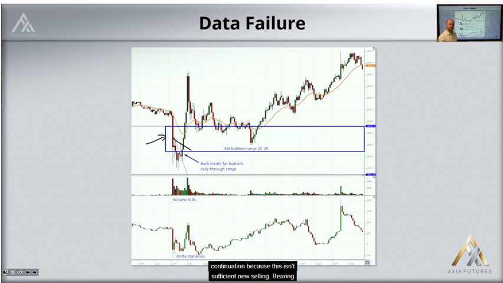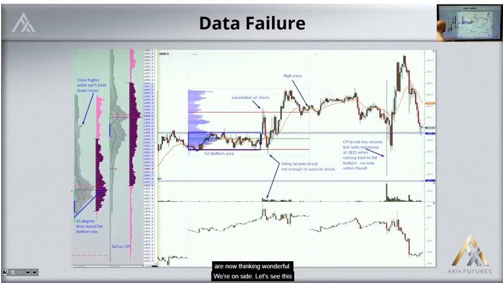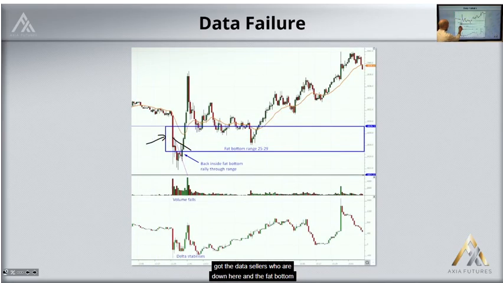But because this isn't sufficient new selling, bearing in mind that many of those sellers now from the fat bottom are now thinking, wonderful, we're on side, let's see this keep going. As soon as it doesn't keep going, you've now got the late sellers who are down here and the fat bottom shorts looking for the continuation, realizing this isn't happening, and this creates the counter trend rush to the other direction. So that's what you've got to consider with this 45-degree.